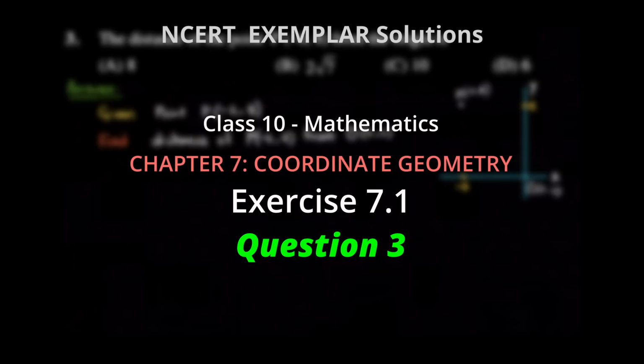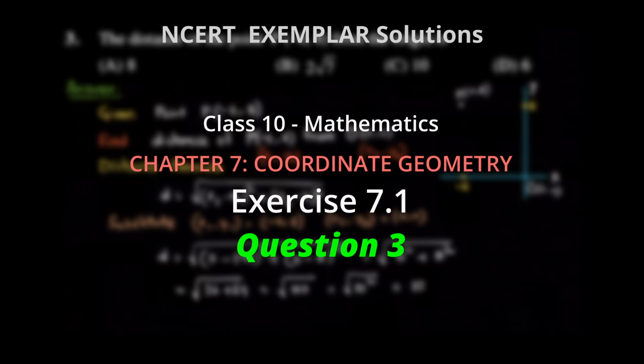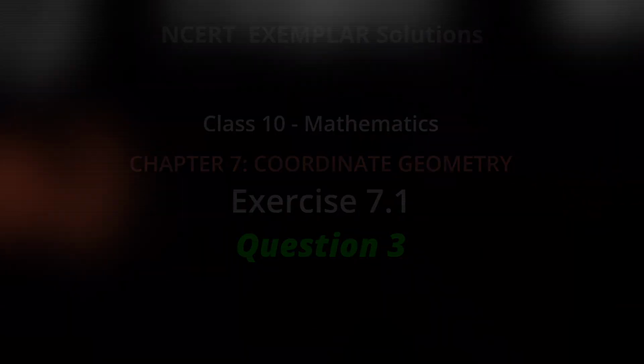NCERT Exemplar Solutions, Class 10, Maths, Chapter 7, Exercise 7.1, Question number 3. The distance of the point P(-6, 8) from the origin is: option A, 8; option B, 2 root 7; option C, 10; or option D, 6. Let us find the answer.